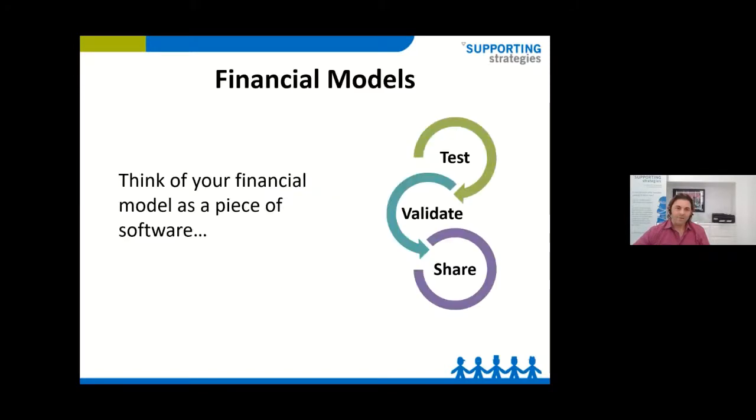financial modeling for startups. I like to think of financial models as a piece of software that lets users test and validate their business model assumptions and then logically communicate those assumptions to others in a format that's universal, in a universal language that everyone understands. Okay, test, validate, and share your ideas.